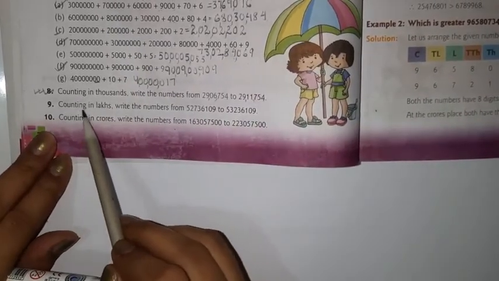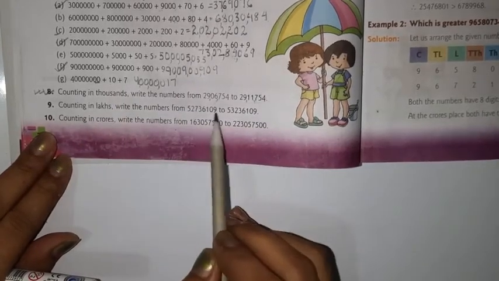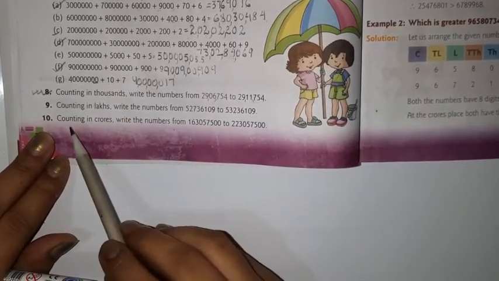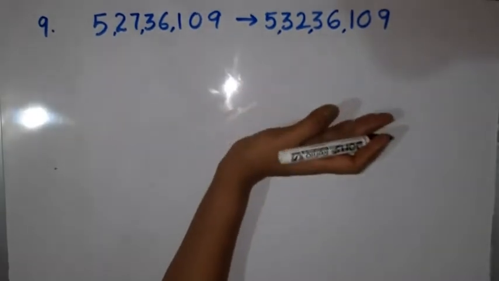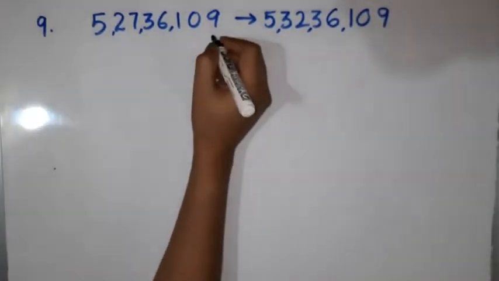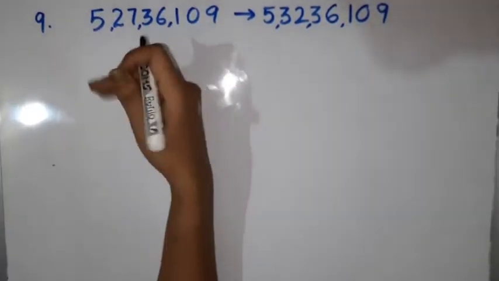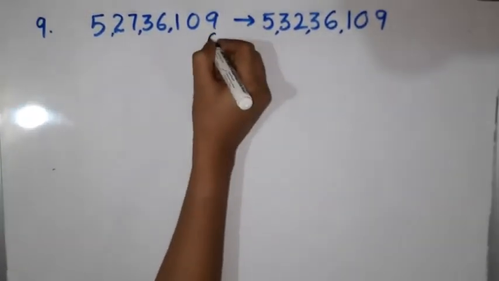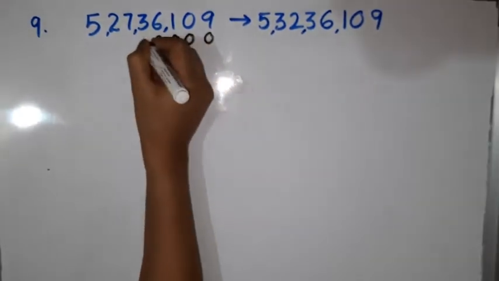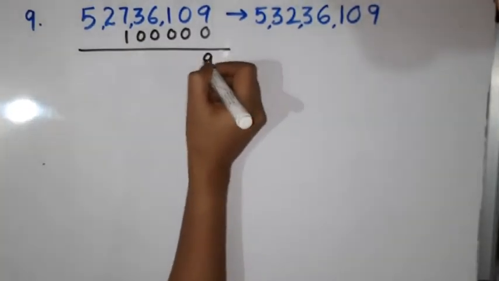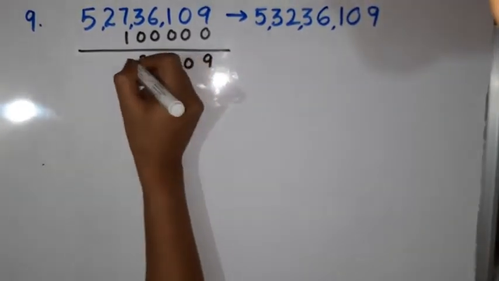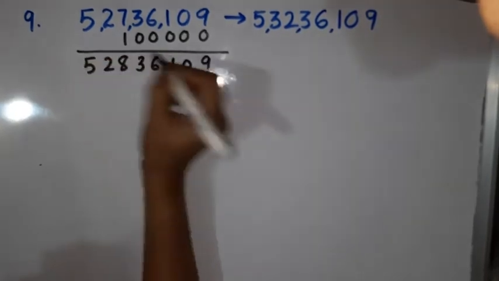Now in question number 9, again it is the same question, but we have to count in lakhs and we have to start from here and we have to reach here. And in question number 10, again we have to count in crores. We'll start from this number to this number. So let us do. So now we have to count in lakhs. So we'll add lakhs to this number and we'll keep on adding till we reach this number. So ones, tens, hundreds, thousand, 10,000, lakh. So we have 5 zeros in lakh. Let us add 9, 0, 1, 6, 3, 8, 2 and 5.